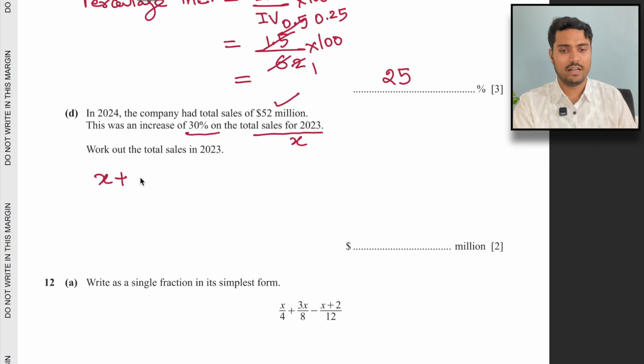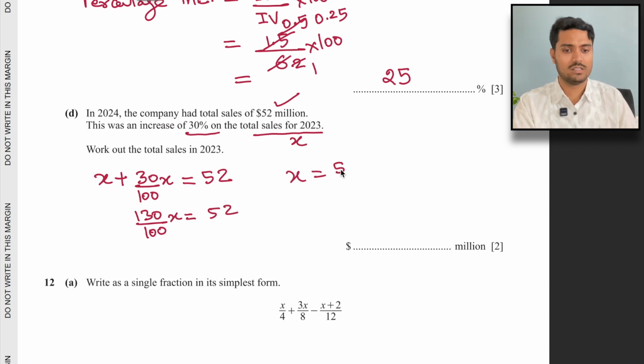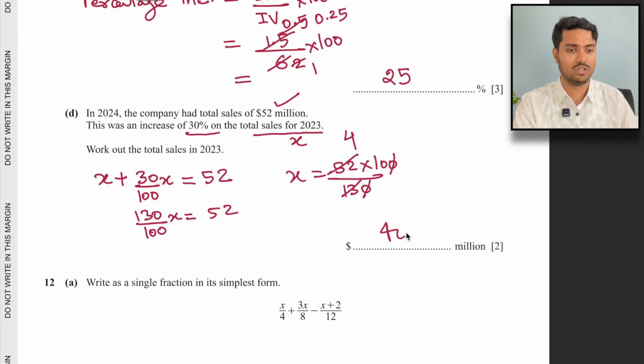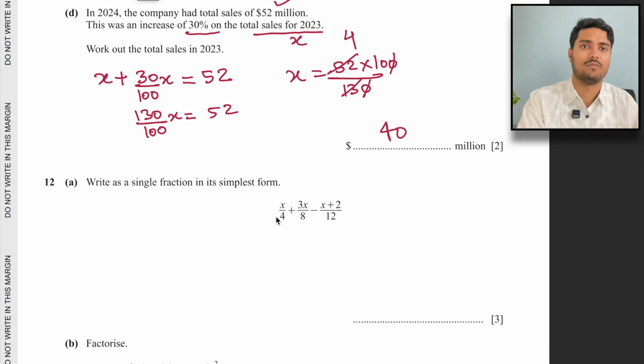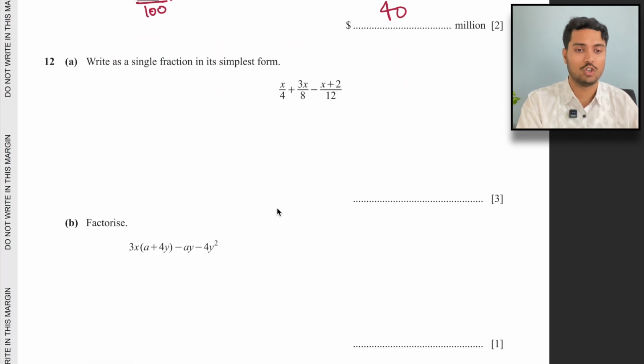So let's check. We can write x plus 30% of x is equal to 52 million. So here we can write 130 upon 100, x equals 52. So x is equal to 52 into 100 upon 130. 0 cancel out. 13 1s are 13, 13 4s are 52, 4 into 10, 40 million. 40 million is the answer. Let's check question number 12 now.